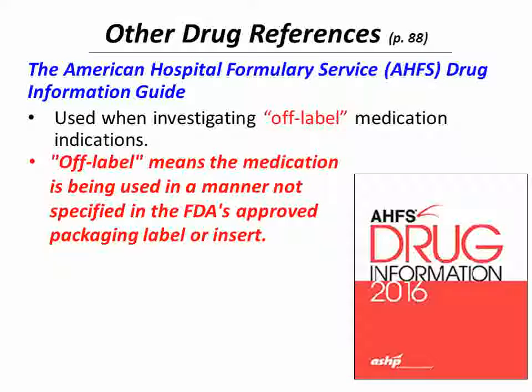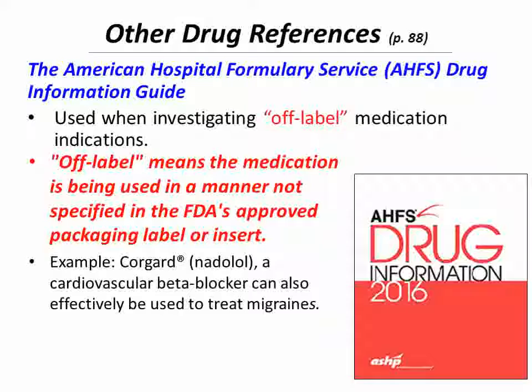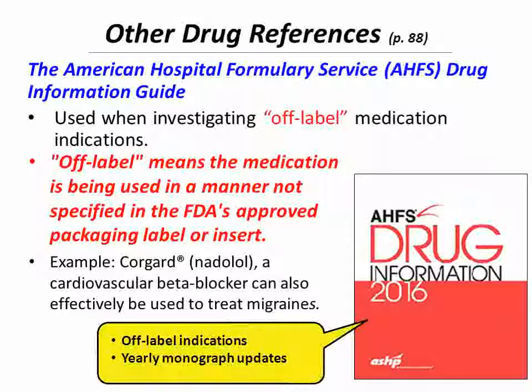In other words, a drug was developed to treat a certain disease state, but we found out it also works to help other ailments. For instance, Corgard, that's a cardiovascular beta blocker, but it can also be used to effectively treat migraines. As a reminder, the AHFS Drug Information Guide is used for off-label indications, and it also contains yearly monograph updates.